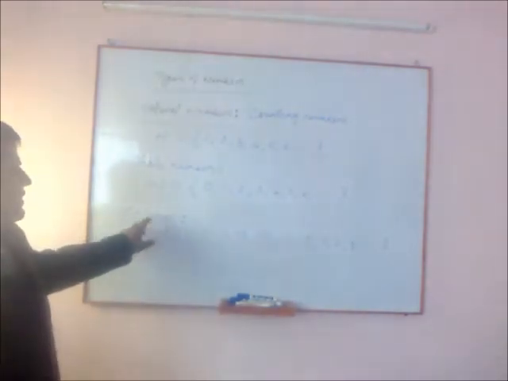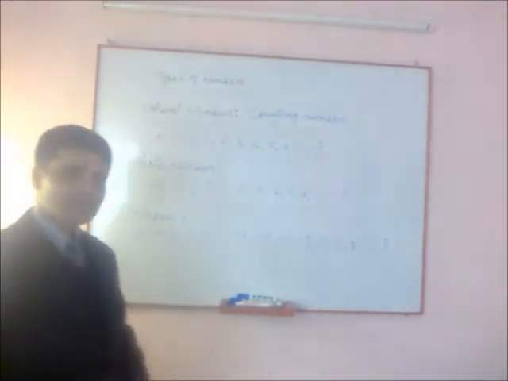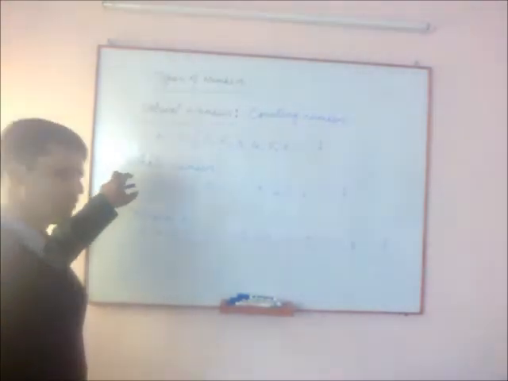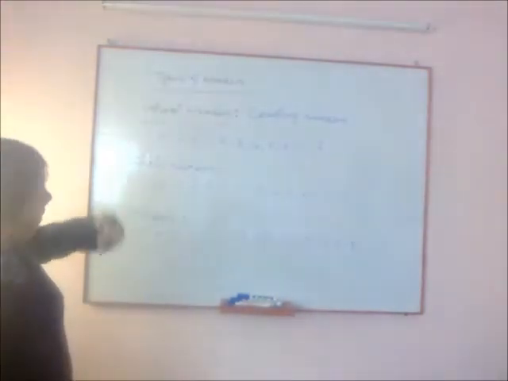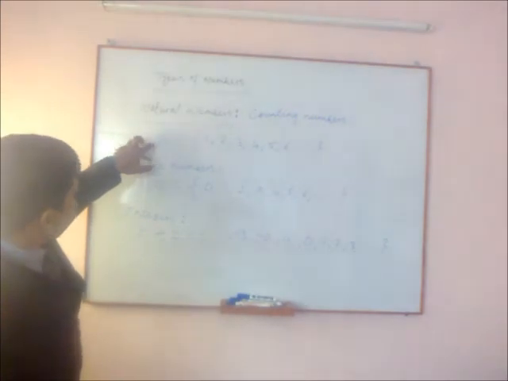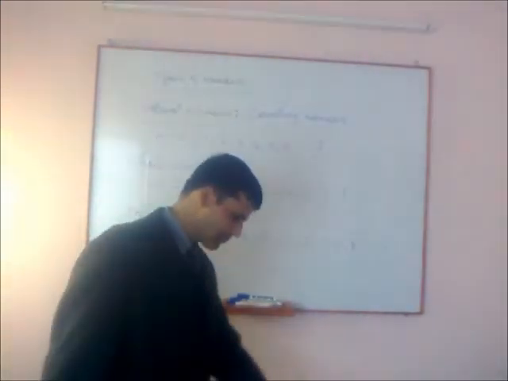So integers or the set of integers is again bigger than the set of whole numbers. Set of integers include set of whole numbers, and again set of whole numbers include set of natural numbers. So among N, W and Z, Z is the biggest one.